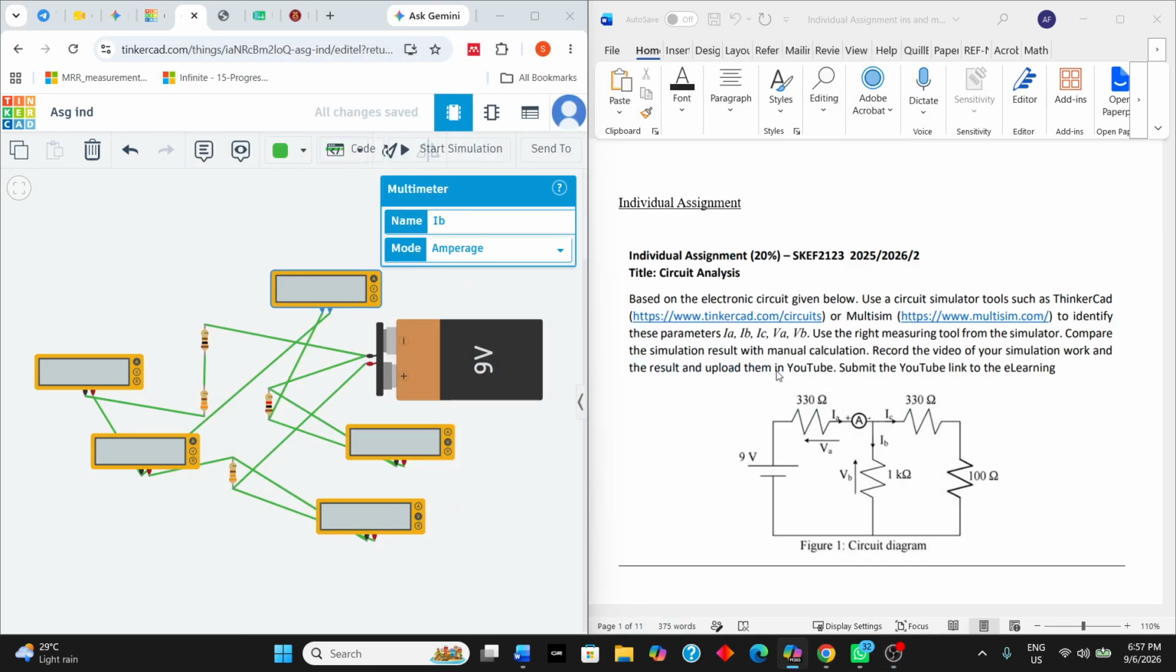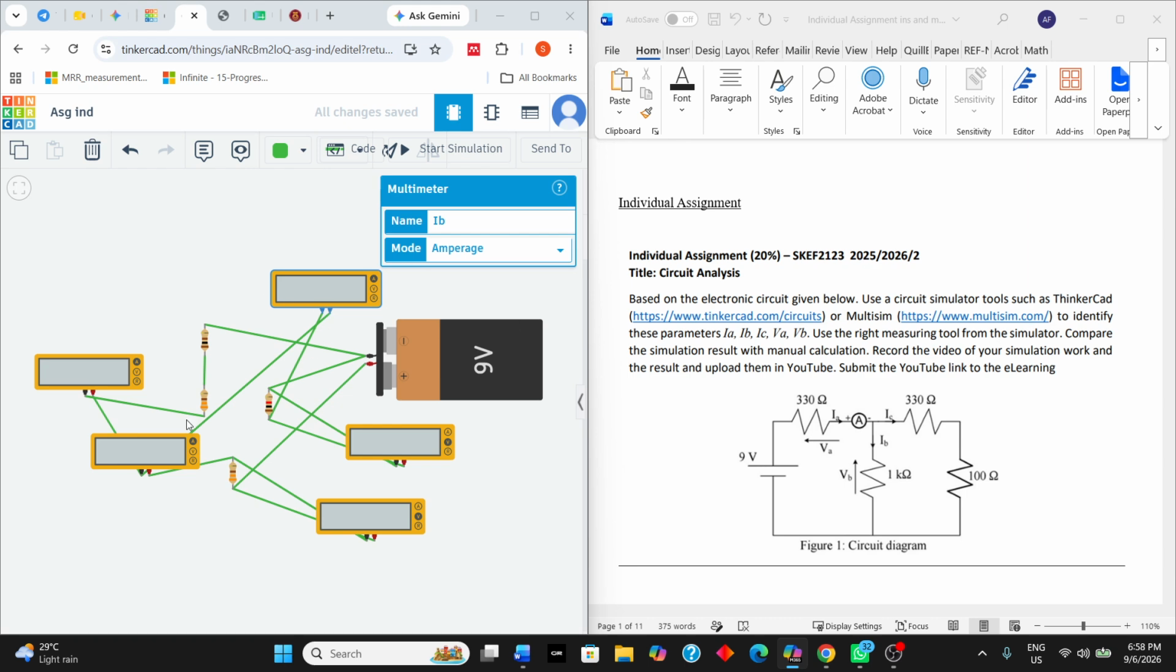Alright, so now I'm going to explain our first question for our individual assignments. As you can see, we have been given a circuit here. Based on the electronic circuit given below, we have to use one of the simulation tools such as Tinkercad or Multisim. For this question, I'm using Tinkercad because I'm quite comfortable with it.